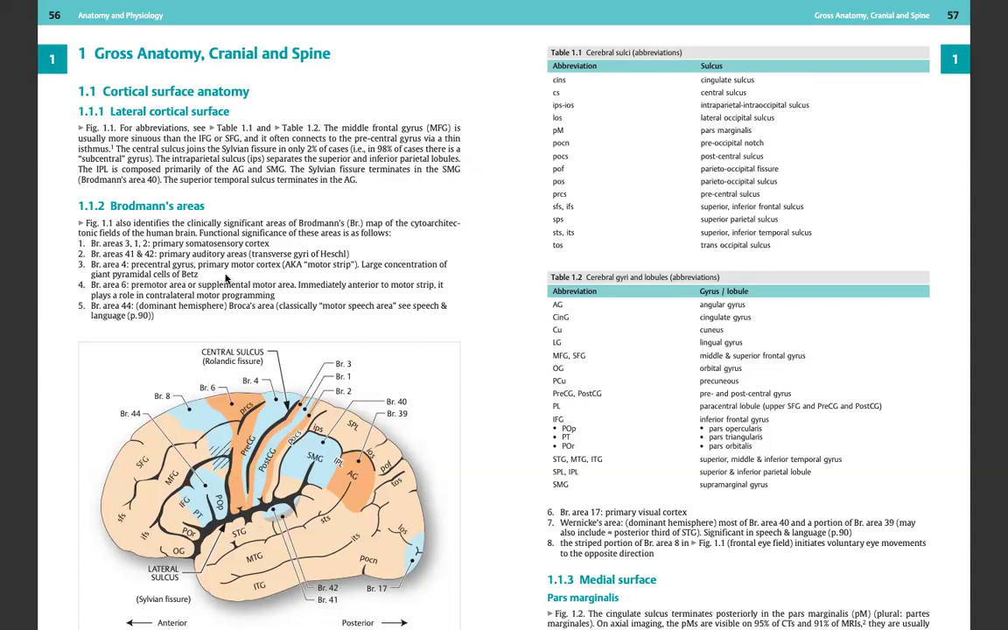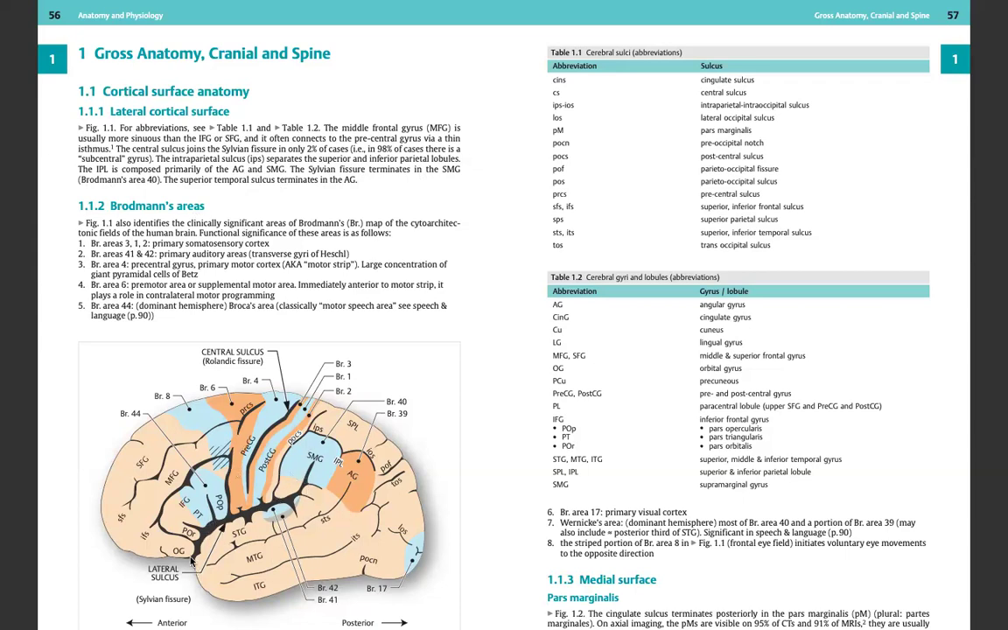Okay. Also, it's mentioned that the intraparietal sulcus separates the superior and inferior parietal lobules, and the inferior parietal lobule is primarily composed of the angular gyrus and the supramarginal gyrus. The sylvian fissure terminates in the supramarginal gyrus, Brodmann's area 40, and the superior temporal sulcus terminates in the angular gyrus. So here, this is what they are talking about.